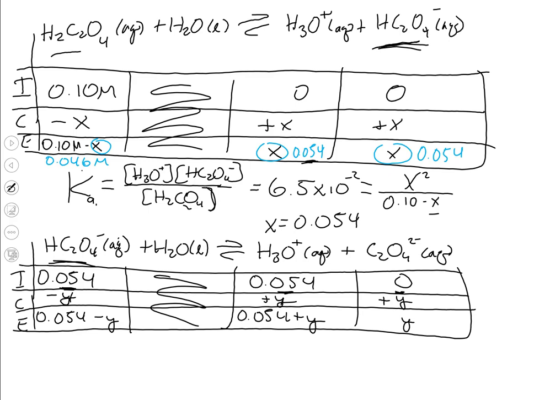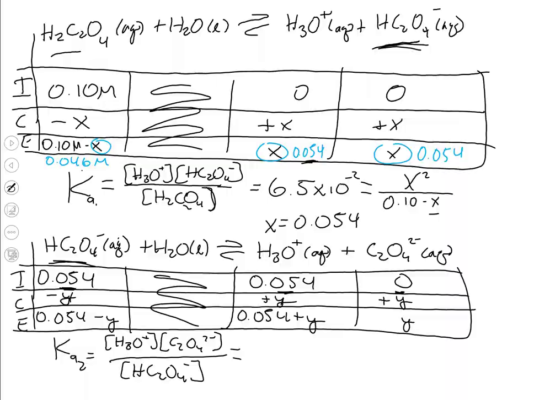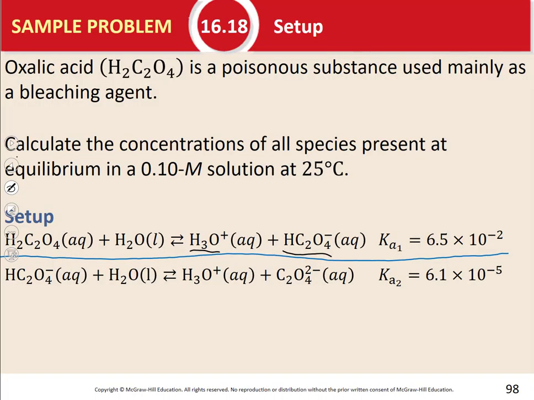Now we're going to have Ka2 for our second ionization. It is going to be the hydronium, the oxalate ion, C2O4 2 minus, and on the bottom, the hydrogen oxalate. You can look at the table, or I had it in the setup. The Ka2 value for oxalic acid is 6.1 times 10 to the negative fifth.